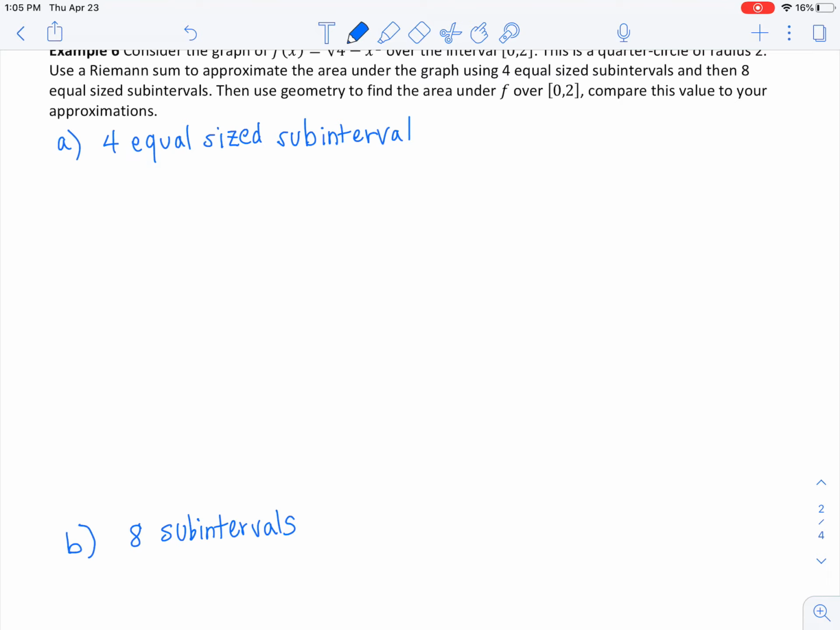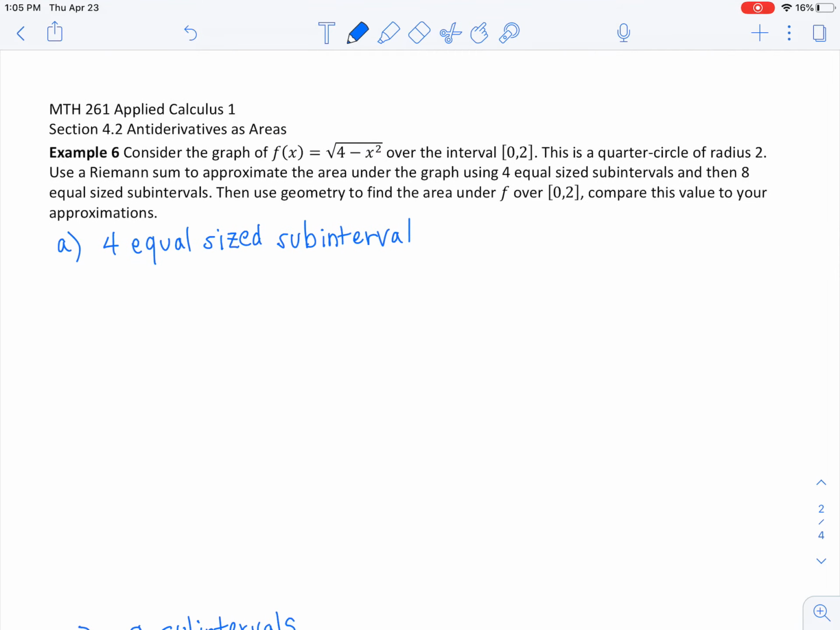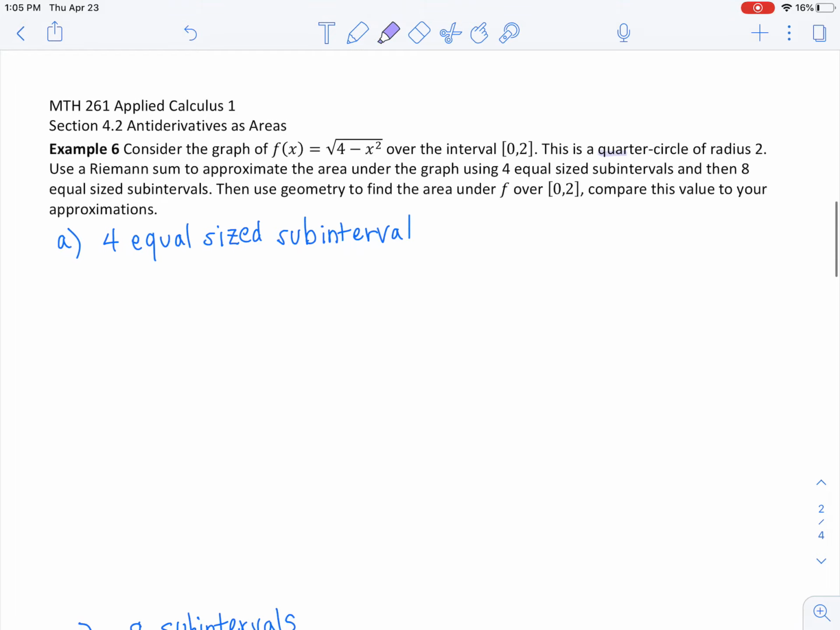I don't like how they say equal size. I mean, that's okay. We're not going to get equal size rectangles, but these intervals are going to be the same size. The intervals are the width of these rectangles. Then we're going to use part C, use the geometry to find the area under f over 0 to 2.